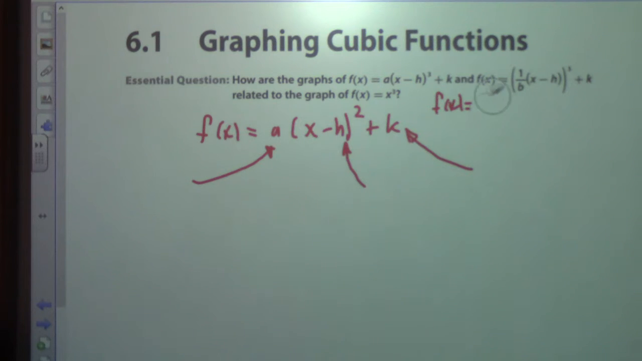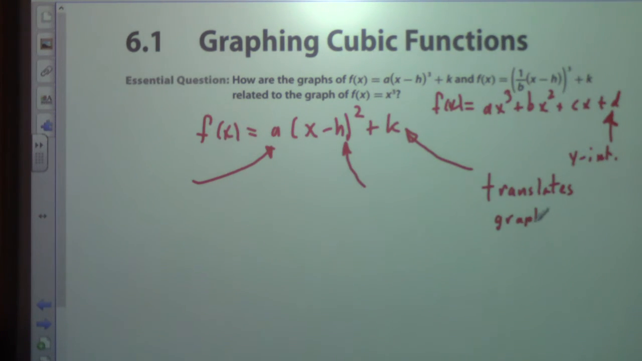But what does it do? By the way, I'm just going to write y-intercept here. What this k does, it translates the graph which way? Up and down, exactly. And we're going to go over examples of that shortly. What does the h do? Is it left or right? H will translate left and right.